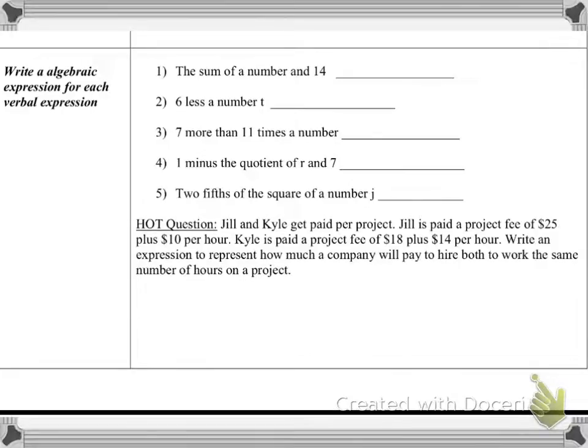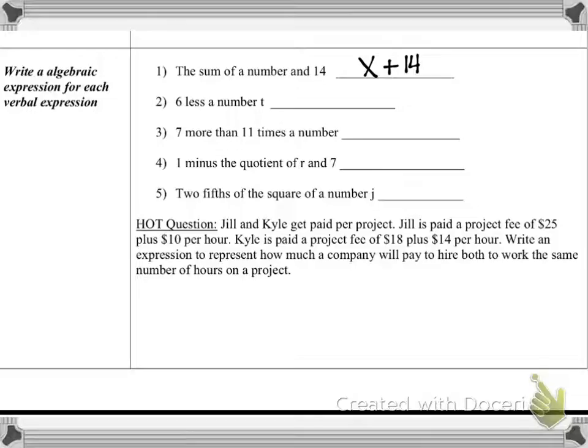All right, now we're going to write an algebraic expression for each verbal expression. The sum of a number and 14. Sum signifies to add. When it says a number, we can choose any variable. So I'm just going to say x. So the sum of a number and 14, you can take it in order. x plus 14.